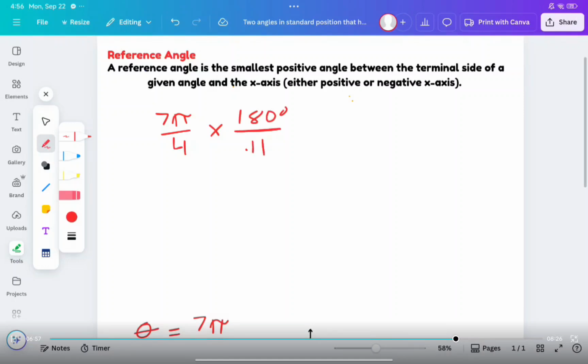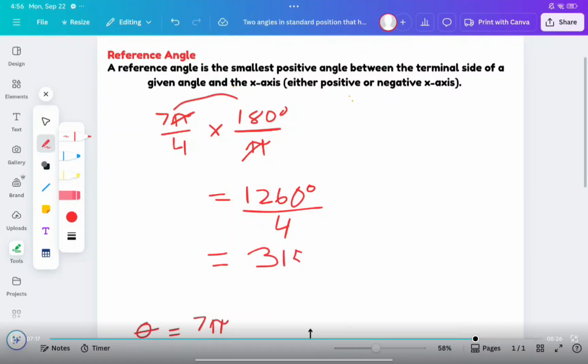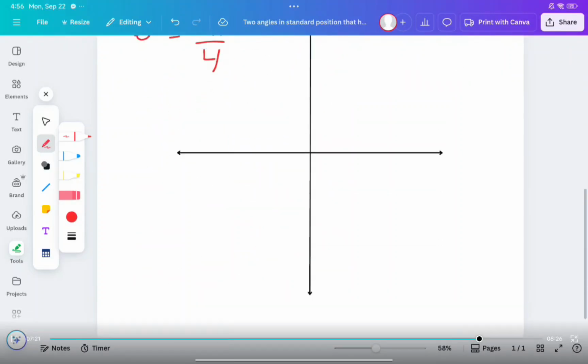So 7 pi over 4 times 180 degrees over pi. Cancel the pi, and 7 times 180 degrees is equal to 1260 degrees, and copy the denominator. And 1260 degrees divided by 4 is equal to 315 degrees. And 315 degrees is on quadrant 4.